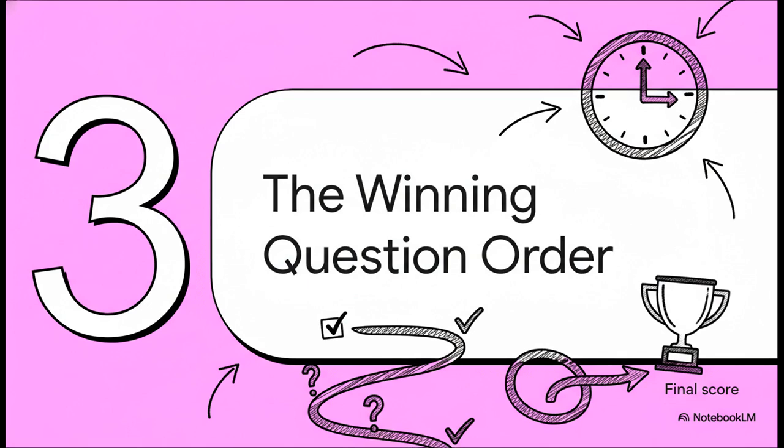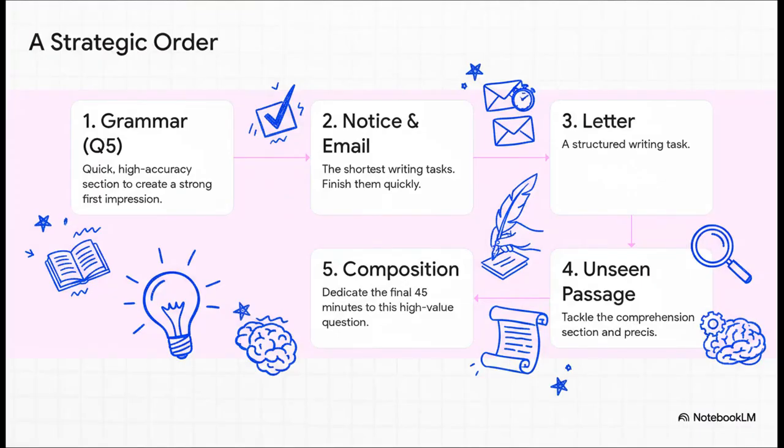Now for the strategy. How do you actually attack the paper? Believe it or not, the order you answer the questions in can make a huge difference to your final score and how you manage your time. So, here is a tried and tested order for success. First up, start with grammar. This is a massive psychological win. It's quick, you can score well, and it just builds up your confidence right from the get-go. Plus, it makes a great first impression.